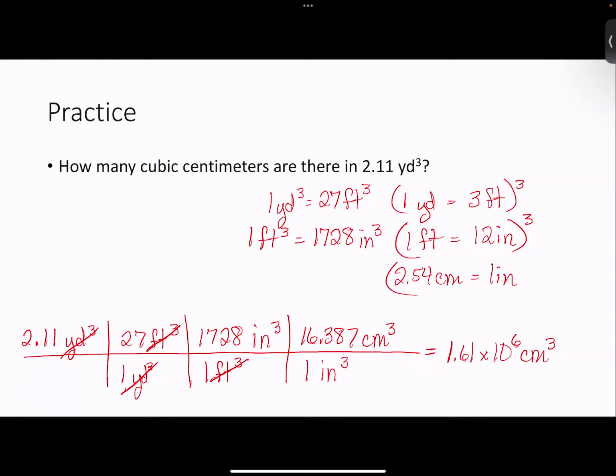So then I did the same one that we did previously, where we took the 2.54 centimeters equals 1 inch, and I cubed that so that I got 16.387 centimeters cubed is equal to 1 inch cubed. And I placed the inches in the denominator with the centimeters in the numerator, and then I multiplied. In this case, it was all divided by 1, so I just multiplied. And I got 1,061,000 as my answer.